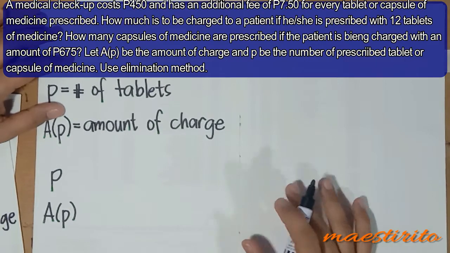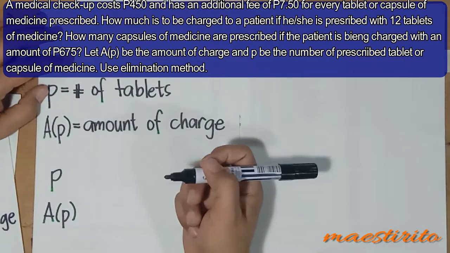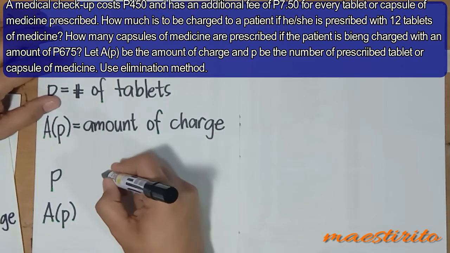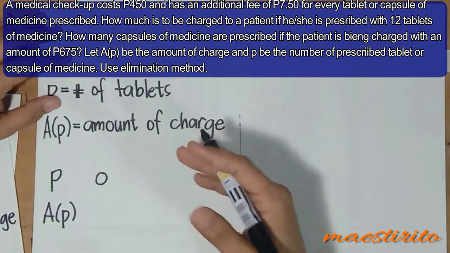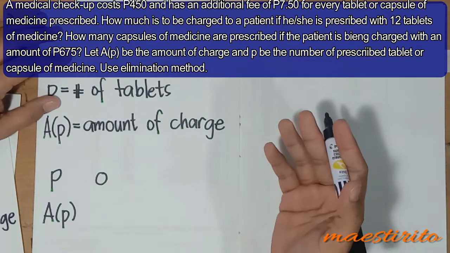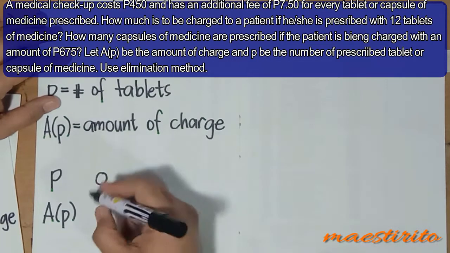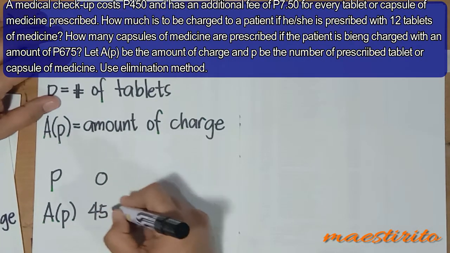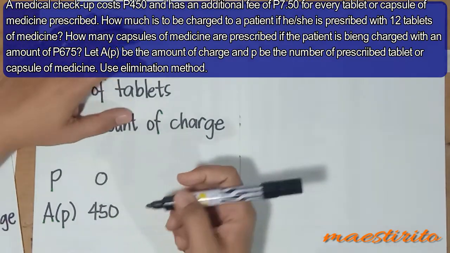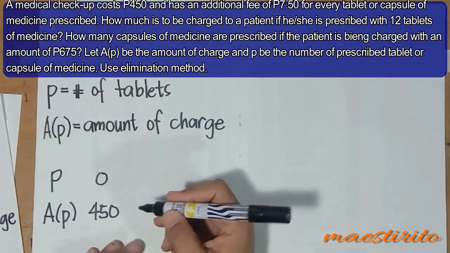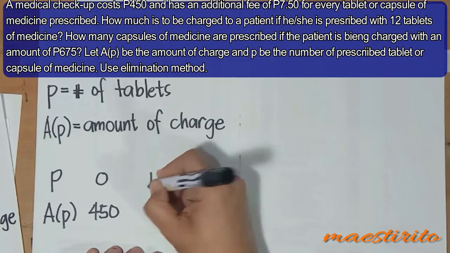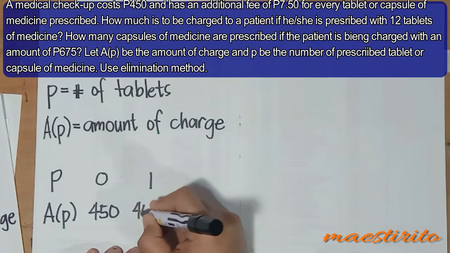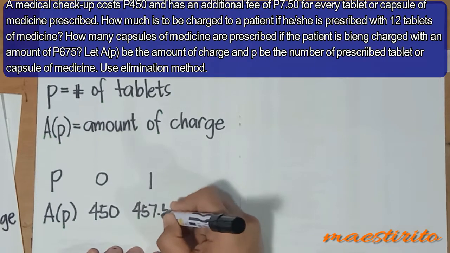So if the physician will be prescribing 0 tablet, then the patient will still be paying, of course, the consultation fee, which will cost him or her 450 pesos. Now, if the physician will be prescribing only a tablet, then the charge would be 457.50.